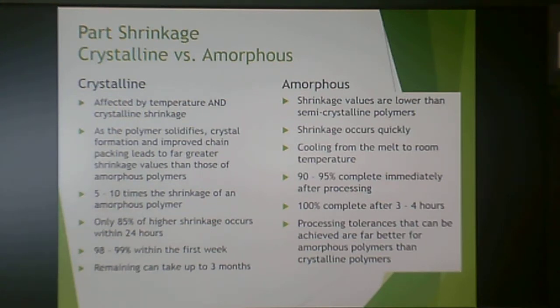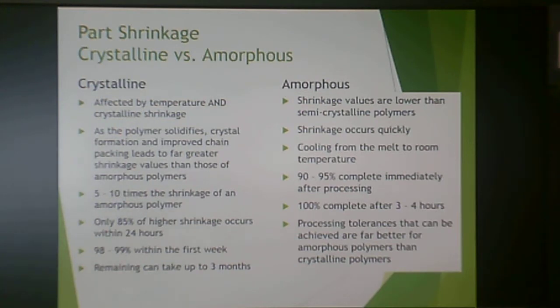Here's the problem. Only 85% of the shrinkage occurs within 24 hours. The majority of it will happen within the first week, but the remaining small 1%, which can make a big difference in your product properties, can take up to 3 months. 3 months! Think about how much warehouse space you would need to keep parts in a warehouse for 3 months so they can finish crystallizing. But there's a remedy to that.